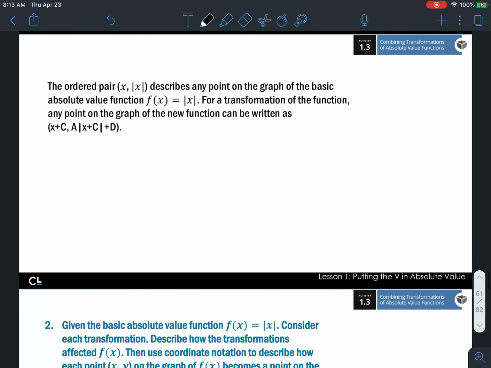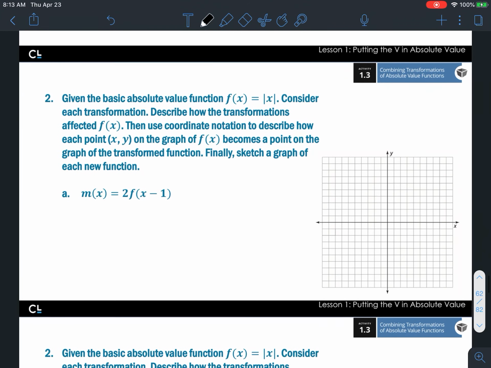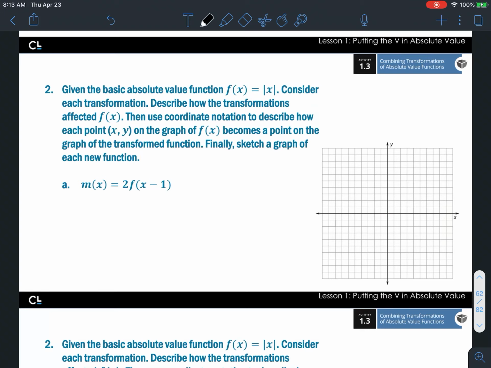Number 2. The ordered pair x, comma, absolute value of x describes any point on the graph of the basic absolute value function f of x equals absolute value of x. For a transformation of the function, any point on the graph of the new function can be written as x plus c, a times absolute value of x plus c, plus d. Given the basic absolute value function f of x equals absolute value of x, consider each transformation and describe how it affects f of x. We have to graph it and then describe how it changes.